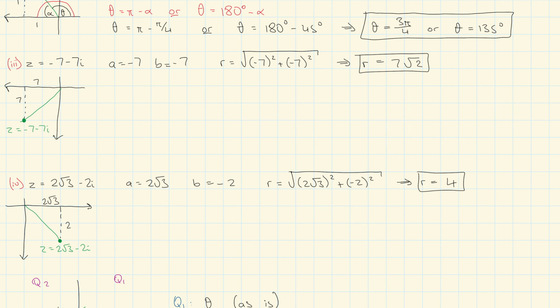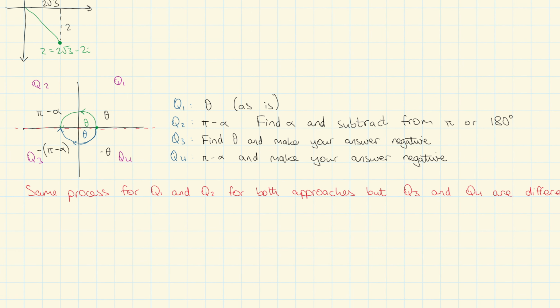So if we look now at Q3, we see here we would start and move in a clockwise direction. So the minute I've done that, I know I'll be making my answer negative. So there's alpha, and then theta sits here. So for us, as we look at this, it'll be pi minus alpha, and we make our answer negative. So just to show you down here again.